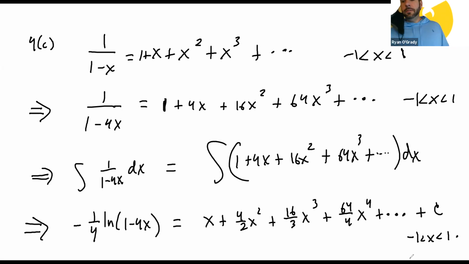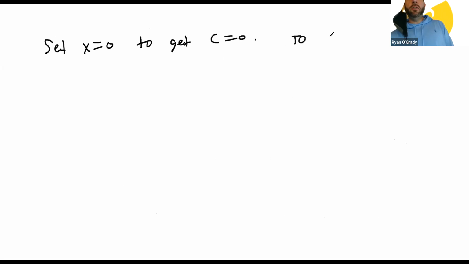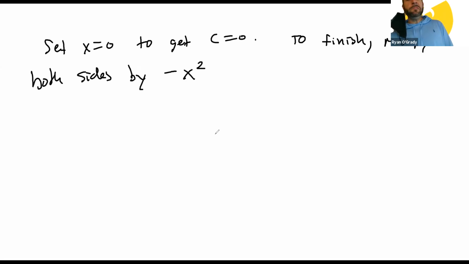So set x equals 0, and you get that c equals 0. And so to finish, I'll let you do it. Multiply both sides by -x squared. And then that gives you what you wanted.